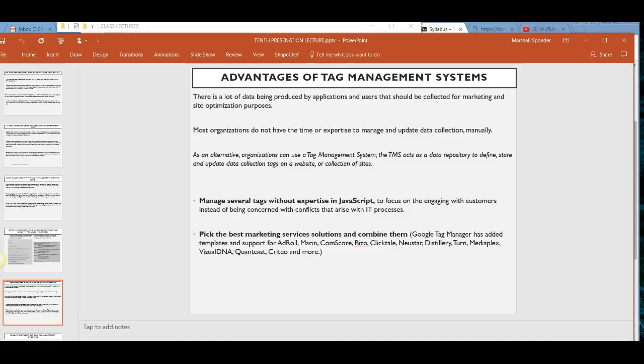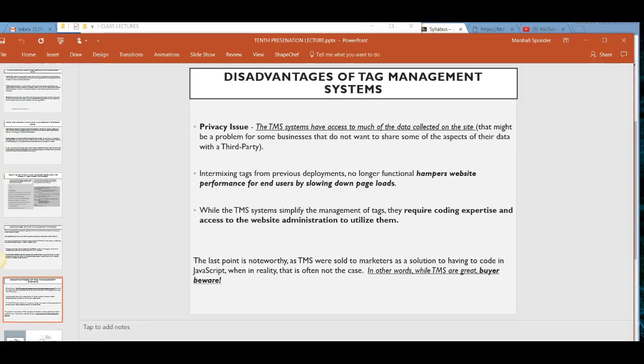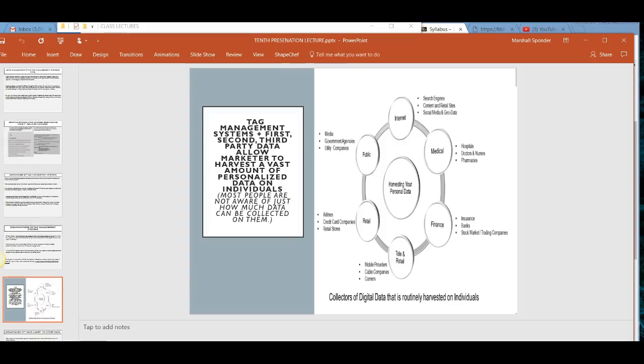But on the other hand, these tags are sharing data, and if it's not clean, if you don't get rid of the previous tags that you're not using anymore, it'll slow down. And you may need some coding experience to really leverage tagging solutions, tag management systems. And not all of them are equal.